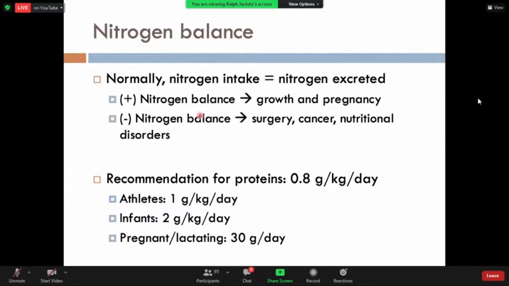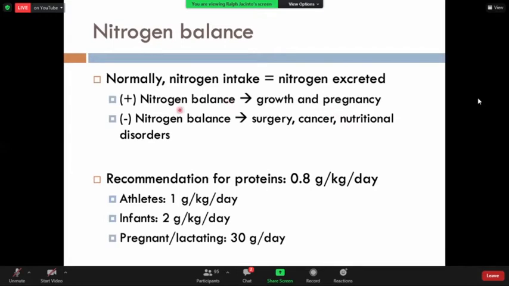Okay, now there are conditions that would make the nitrogen balance more positive. When we say positive, the intake is greater than the excretion, or the excretion is very little compared to the amount of nitrogen taken in. Okay, so example conditions would be growth in babies and children, and pregnancy.